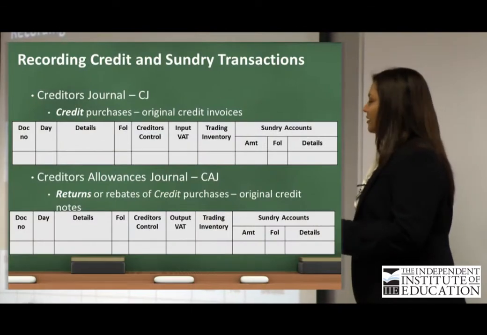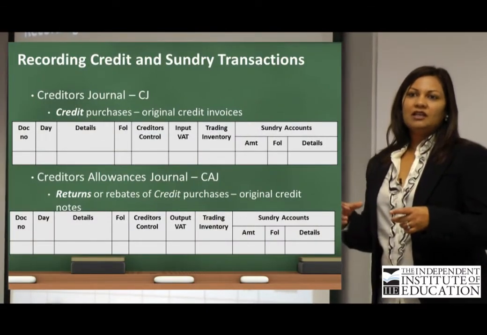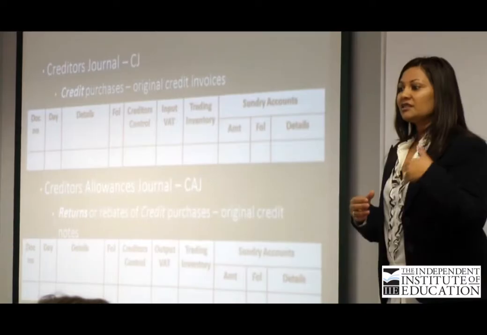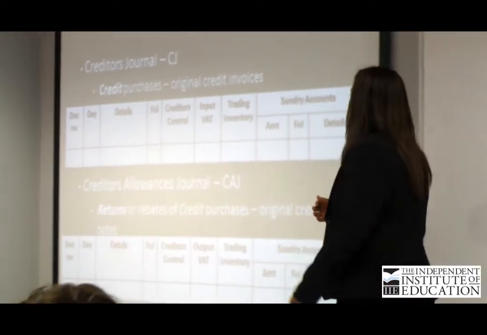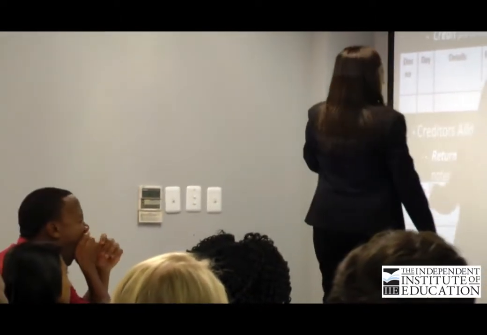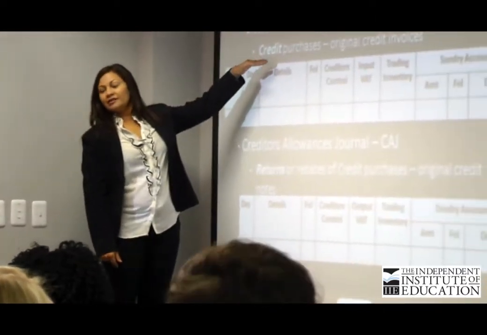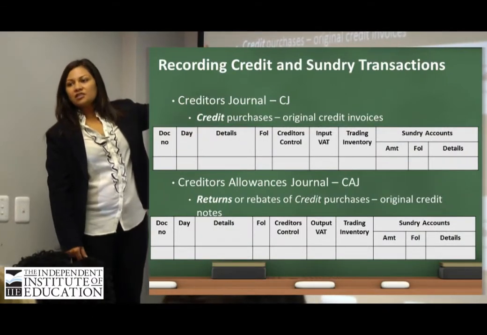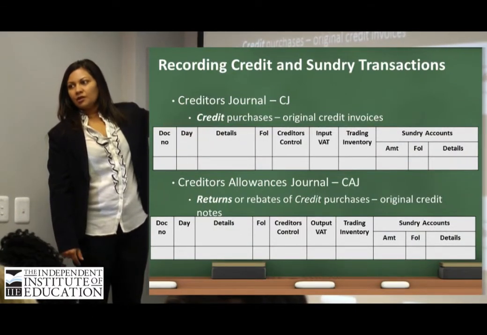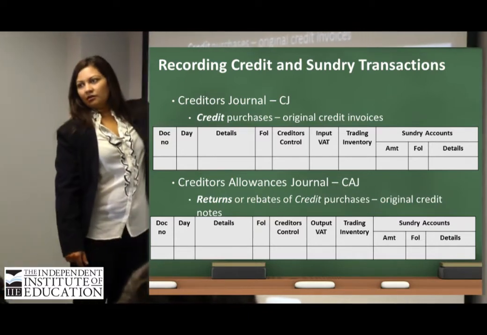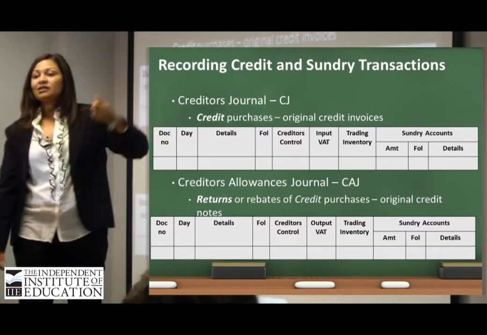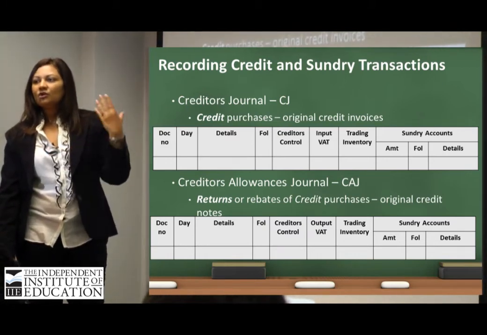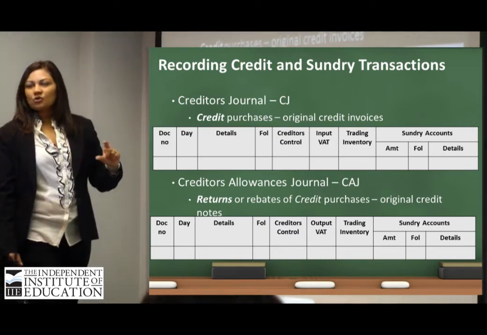Whenever we buy on credit, what account in our general ledger will it affect? Creditors control, right? Because it's increasing our liabilities. So in our creditors journal, we record all credit purchases, okay? And what is the source document that we will use? It will be an original credit invoice. Remember, we're going to receive the original from our suppliers. So whenever we buy anything, we receive an original source document.